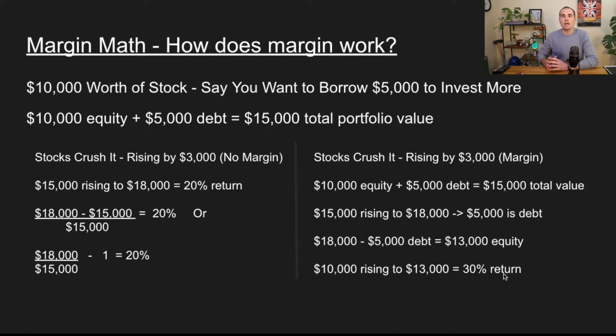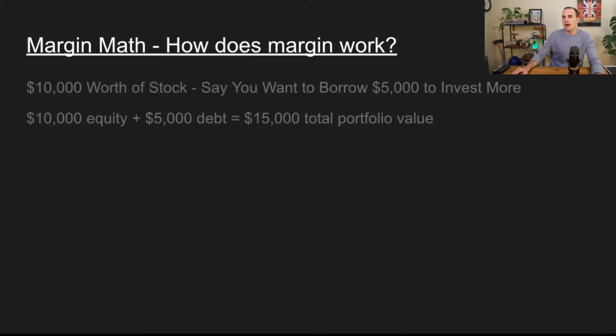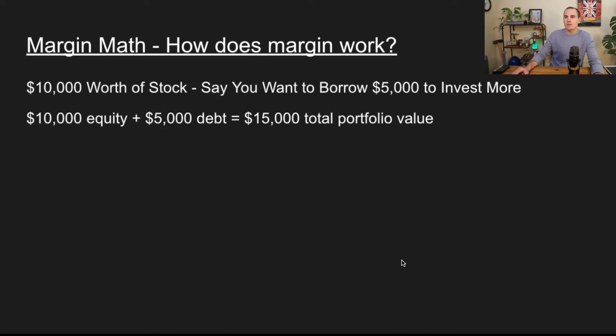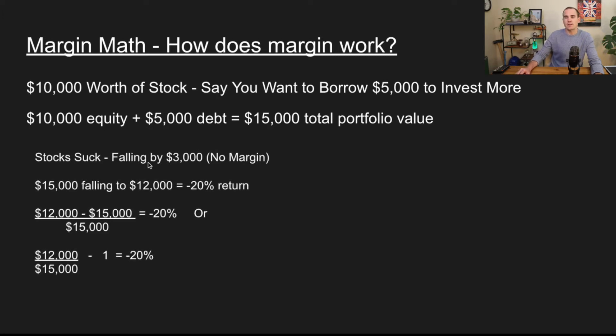And that's ultimately how margin works, is that it amplifies your gains when you have gains, but it also amplifies your losses. So let's run through that now. So that same $15,000 with the $10,000 of equity, $5,000 in debt. Let's first take the no margin scenario. It falls by $3,000, right? Stocks fall because of inflation worry or war. And you have that $15,000, it falls to $12,000, which is a negative 20% return. And here's the math there.